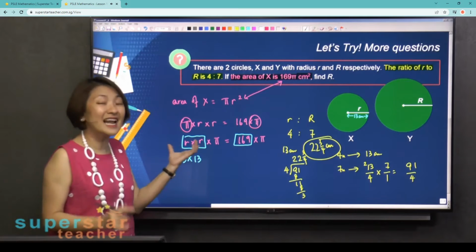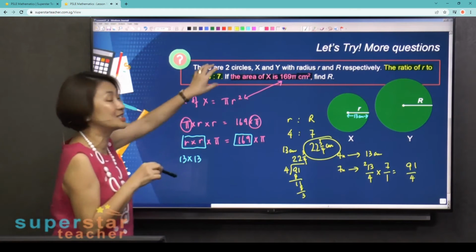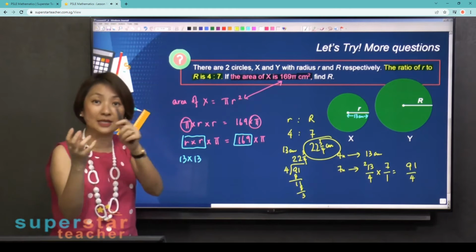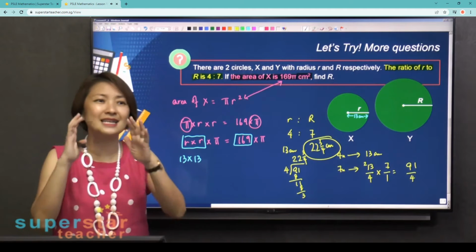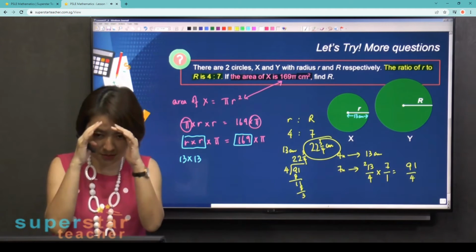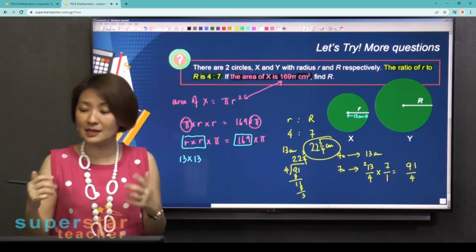Okay, so this is an unusual question. You have a lot of the things from other topics. It's a very short question, but a lot of information from other topics that you have to bring into this question in order to help you to solve it. So don't just think that when you do circles, you just look at circles. Not true. Okay, other things can come in.